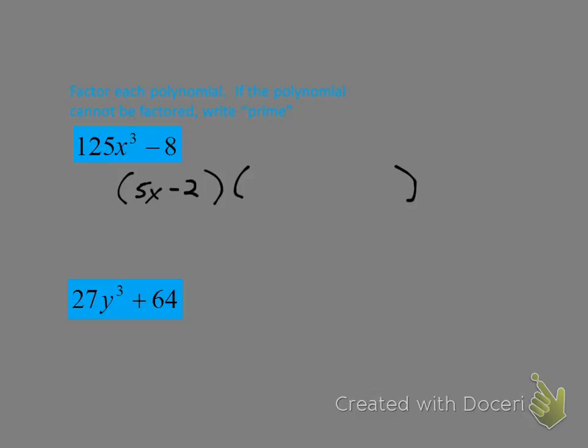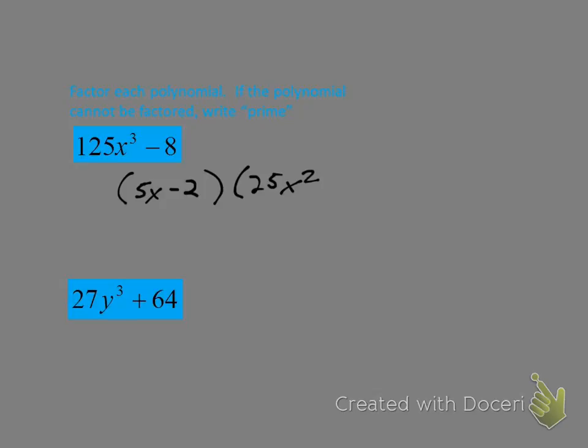Now, pay attention to what your A is then. A is 5x. So you have to do 5x squared. So 5x times 5x gives you what? 25x squared. Okay, that's A squared.